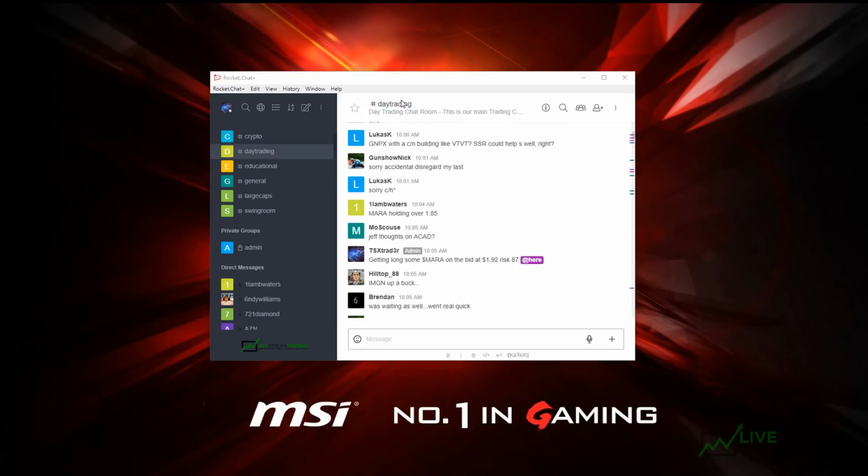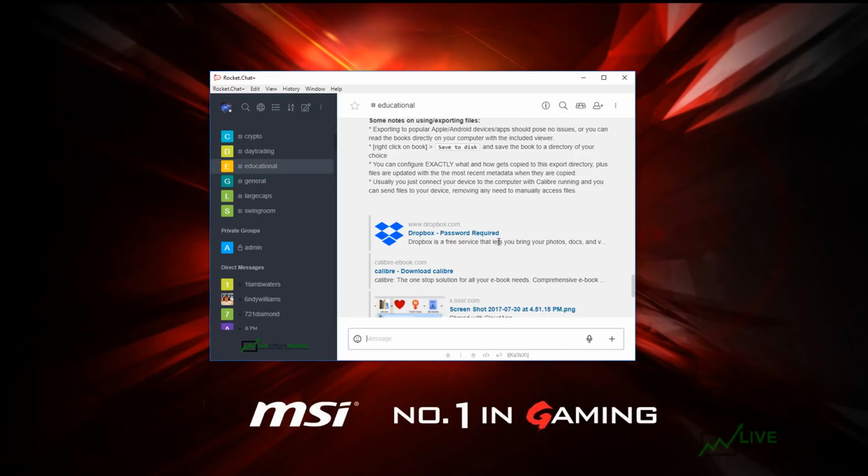This is where I'll be posting my trades and alerts. You can see that I tag them with an @here tag. This allows everyone who's on the chat to get an audible alert when I'm either entering or exiting a trade. The other channels you see here are just for different topics of discussion. For example, the educational channel will allow you to get access to over 500 ebooks that we've got for you on store right here for free.